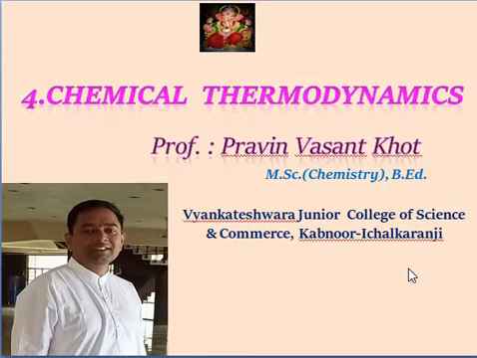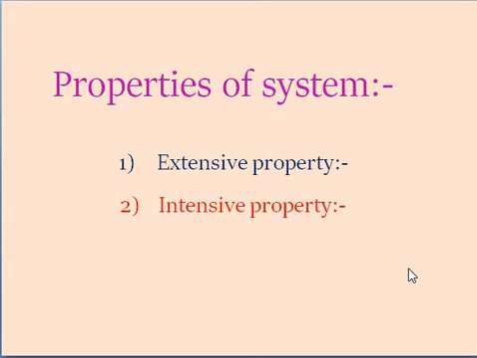Today we are going to discuss the properties of the system. There are two types of properties. First is the extensive property and second is the intensive property. These two words, extensive and intensive, decide the property of that system.